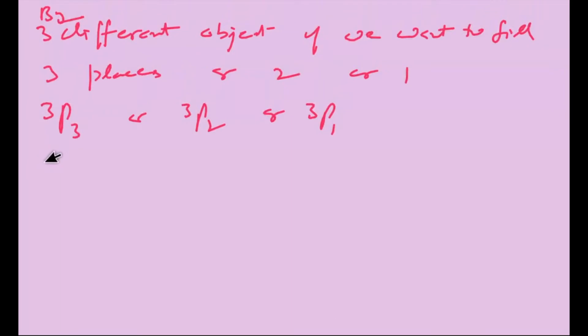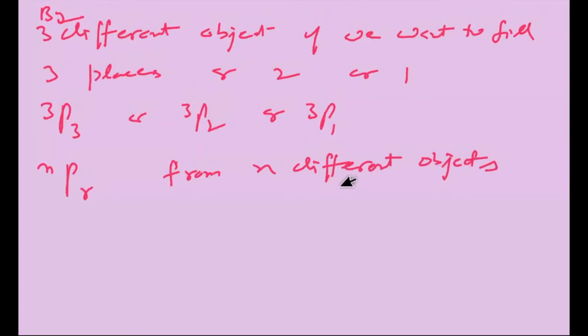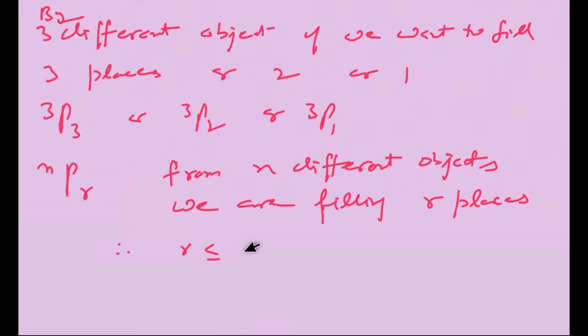Okay, so we can say nPr. From n different objects we are filling r places in a line. Okay, so we can say r is less than or equal to n. r cannot be more than n. Okay, r is less than or equal to n. This is the formula for permutation.